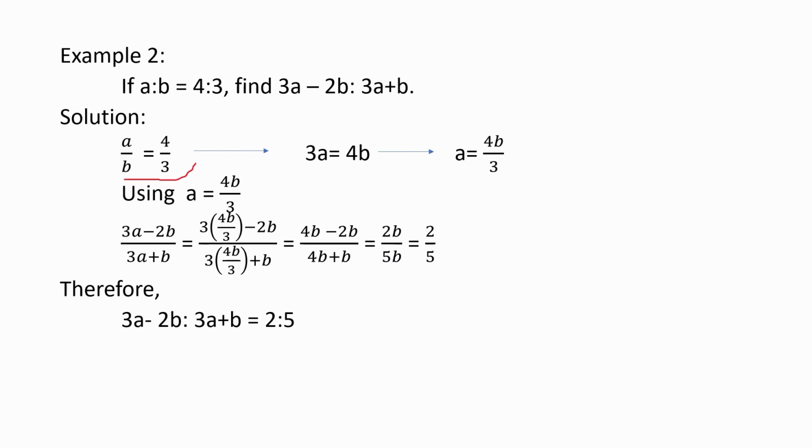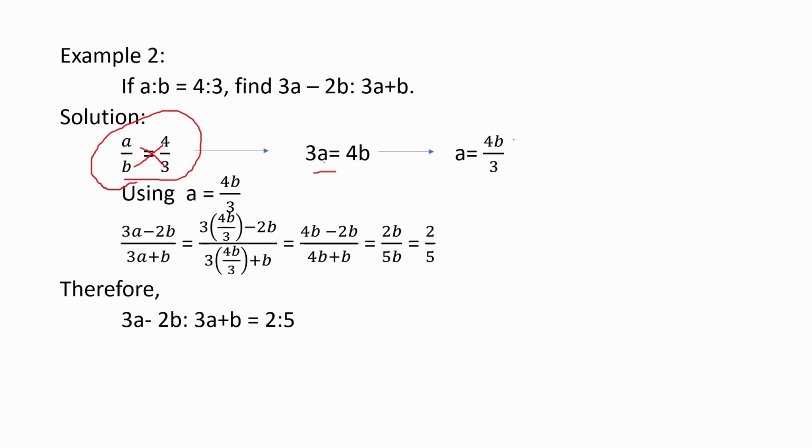So, we have here a over b is equal to 4 over 3. Now, we will solve a in terms of b. If we're going to cross multiply, we have here a times 3, we have 3a, and b times 4, we have 4b. Now, to solve for a, we are going to divide this by 3. Divide both sides by 3. So, we have here a is equal to 4b over 3.